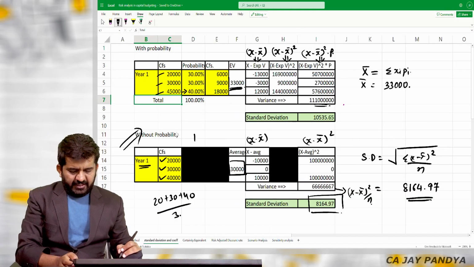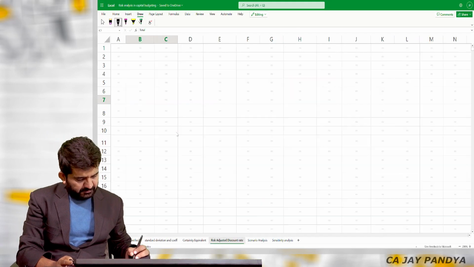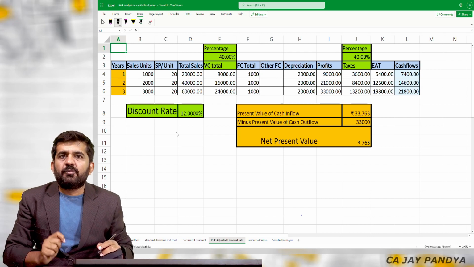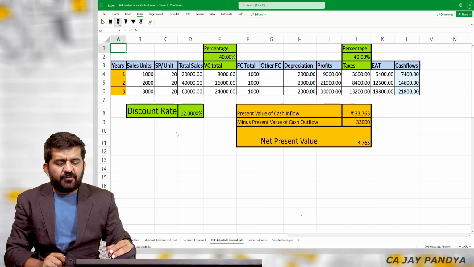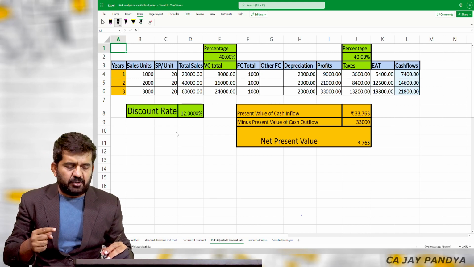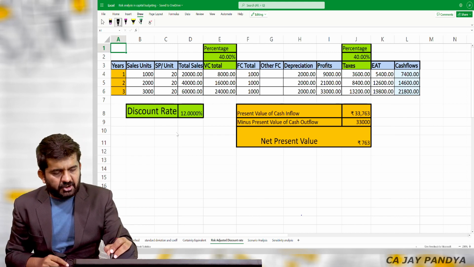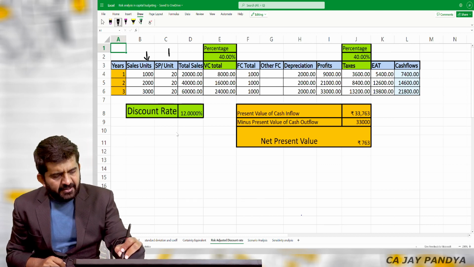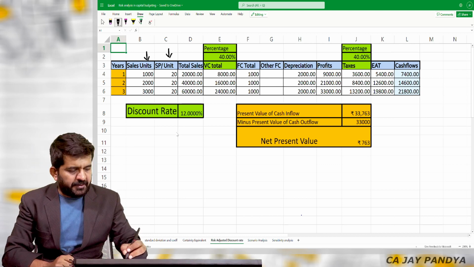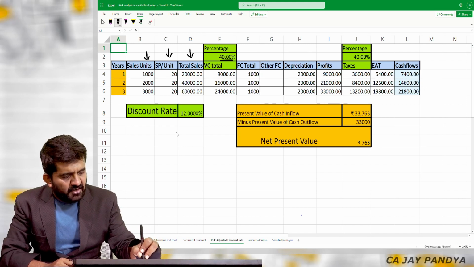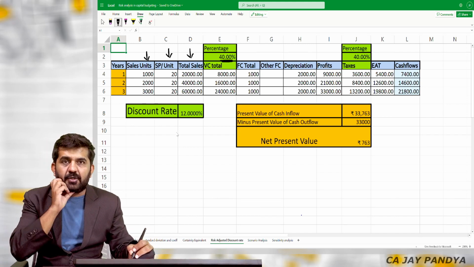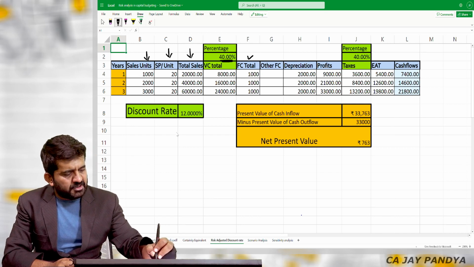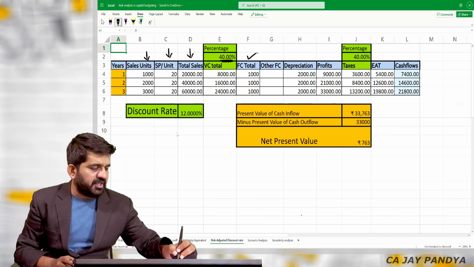I am taking one example and we will be learning the question. There is a project A which will run for 3 years. In the first year, it is expected to sell 1,000 units, in the second year 2,000, and in the third year 3,000 units. Selling price per unit every year is 20 rupees. So this is your total sales. Variable cost per unit, or per rupee of sales, is 40%. Total variable cost, and fixed cost is 1,000 rupees every year.